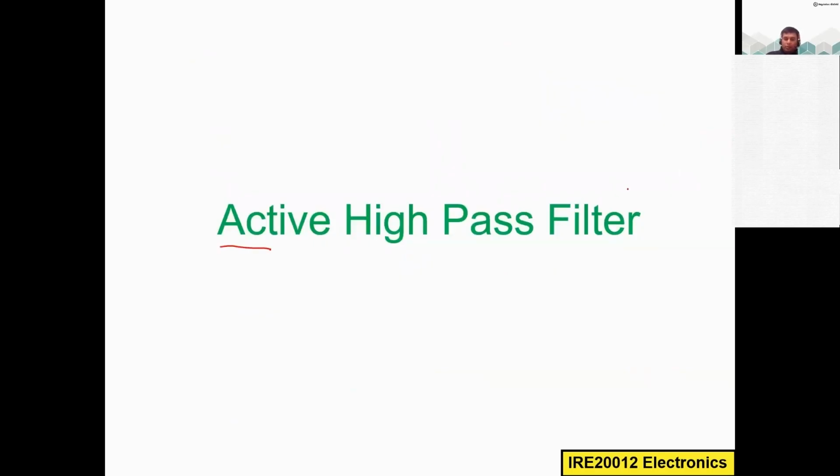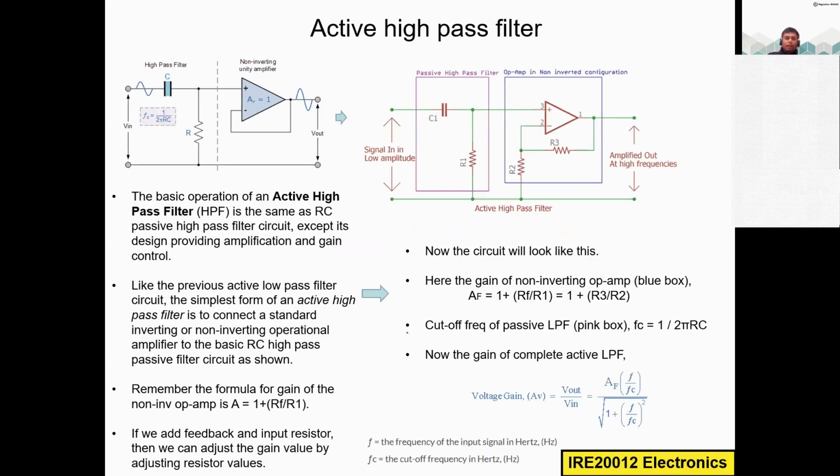This is what we are going to see now. So what is here? The high pass filter. This is the design of the normal high pass filter. So the basic operation of an active high pass filter is same as the RC passive high pass filter, except its design providing amplification and gain control.